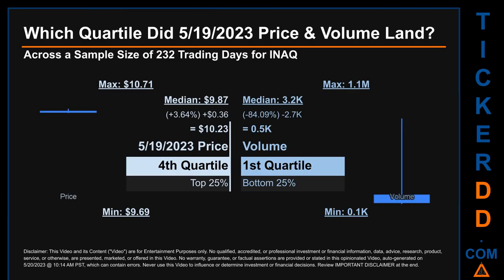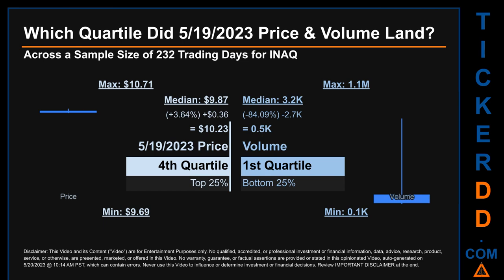Hello, my name is Maria. Which quartile did May 19, 2023 price and volume land? Across a sample size of 232 trading days, the maximum end-of-day price for INAQ was $10.71 while the minimum was $9.69. Within that price range, May 19, 2023 price, of $10.23, landed within the fourth quartile, meaning that it was within the top 25% of all sampled end-of-day prices.